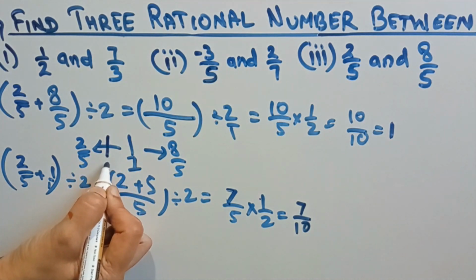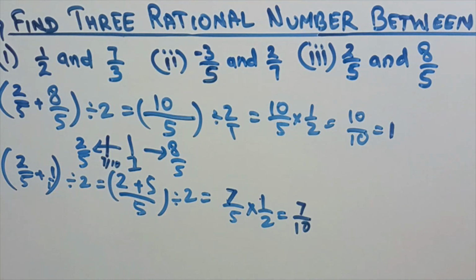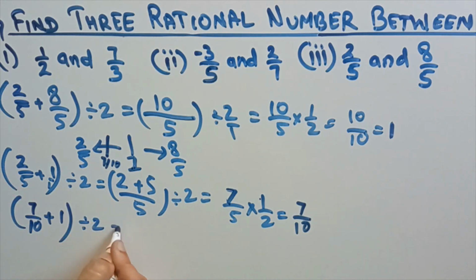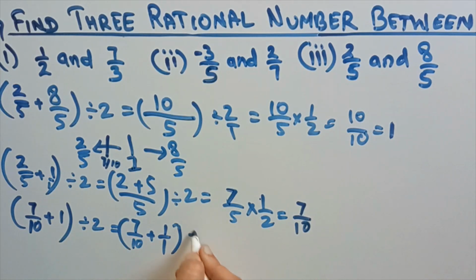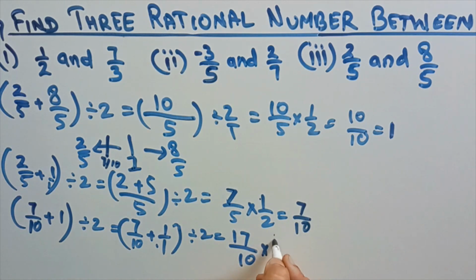This number will come here in between these two numbers. Now we have to find one more number. So I am taking now this 7 by 10 and 1. 7 by 10 plus 1. This divided by 2 is equal to 7 by 10 plus 1 by 1 divided by 2 is equal to 7 ones are 7, 10 ones are 10. So 17. 10 ones are 10 plus 7. 17 by 10 into this 2 by 1 will become 1 by 2. So this is 17 by 20.